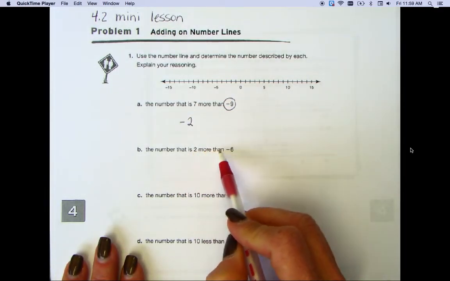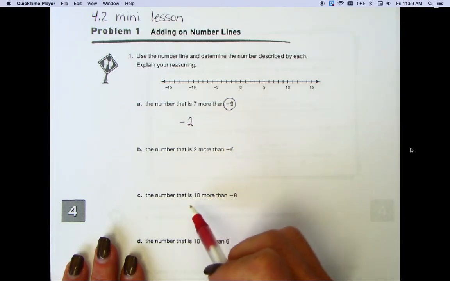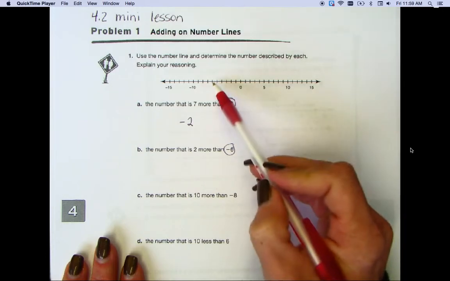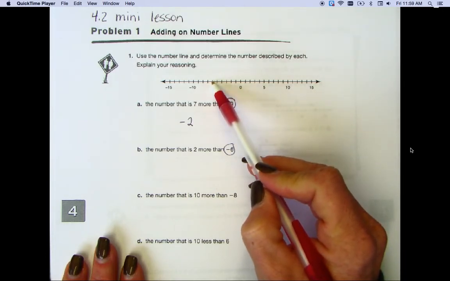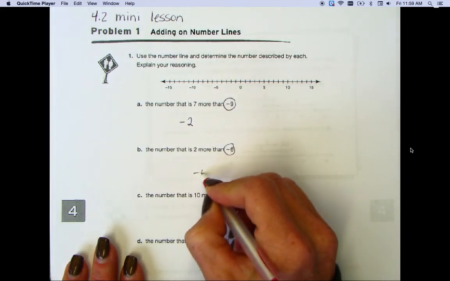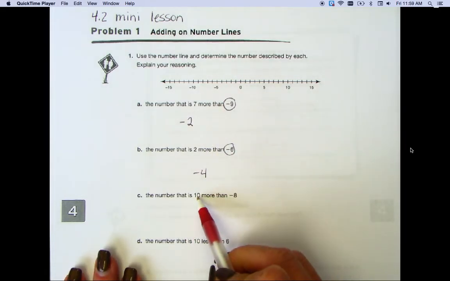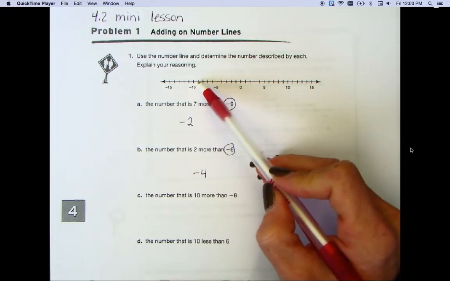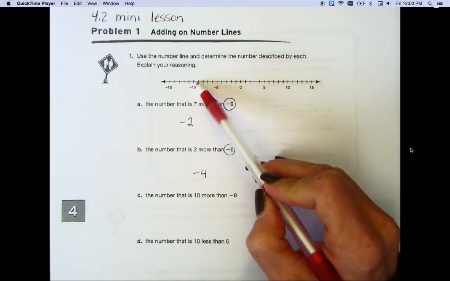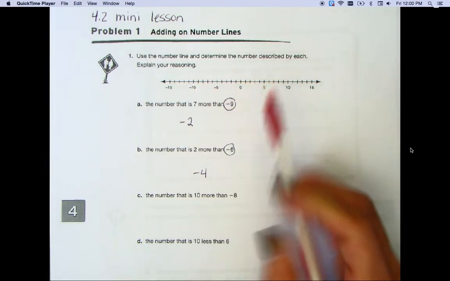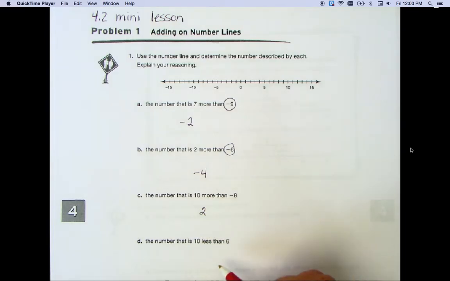The number that is 2 more than negative 6. Again, I have to ask myself, where am I starting? I must be starting at negative 6 to then go 2 more than that. 2 more, moving to the right, I end up at negative 4. The number that is 10 more than negative 8. If I'm at negative 8 and I go 10 more, just getting to 0 would be 8, 9, 10. I would end at 2.